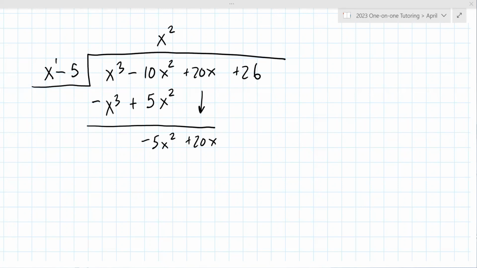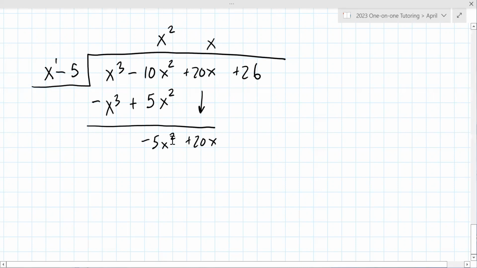So on top, what would you do? It's a reset. You're really resetting. Instead of the x cubed minus 10x squared plus 20x plus 26, you're envisioning just this minus 5x squared being under the box there. And you're asking yourself, what do you multiply x by to get to x squared to put on the top? Yes, because there's going to be something with an x here, because x times x gets you to x squared. How do you get to minus 5x? Would I do just negative 5? Yes.